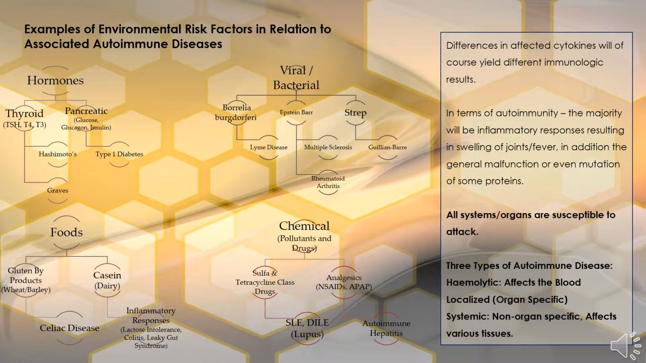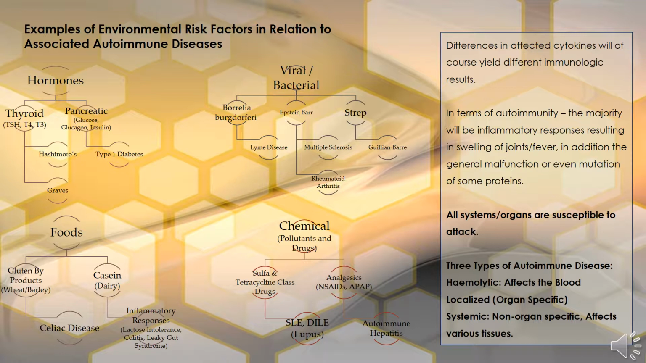Chemical pollutants and drugs have been linked to lupus and even autoimmune hepatitis, and certain foods carry with them sensitivities. We know gluten is linked to celiac disease. That's a very common one. But proteins in dairy can also lead to inflammatory responses. I also did notate here that all systems and organs are susceptible to autoimmune attack.